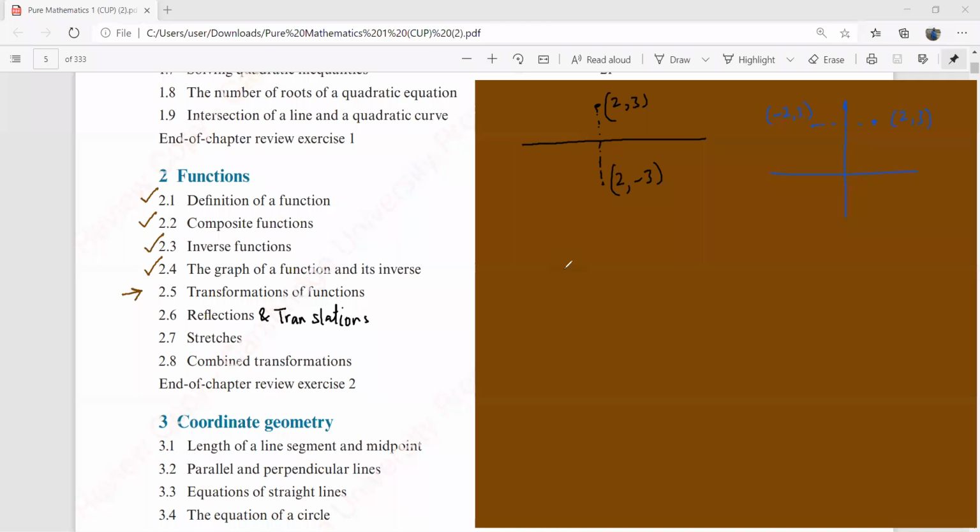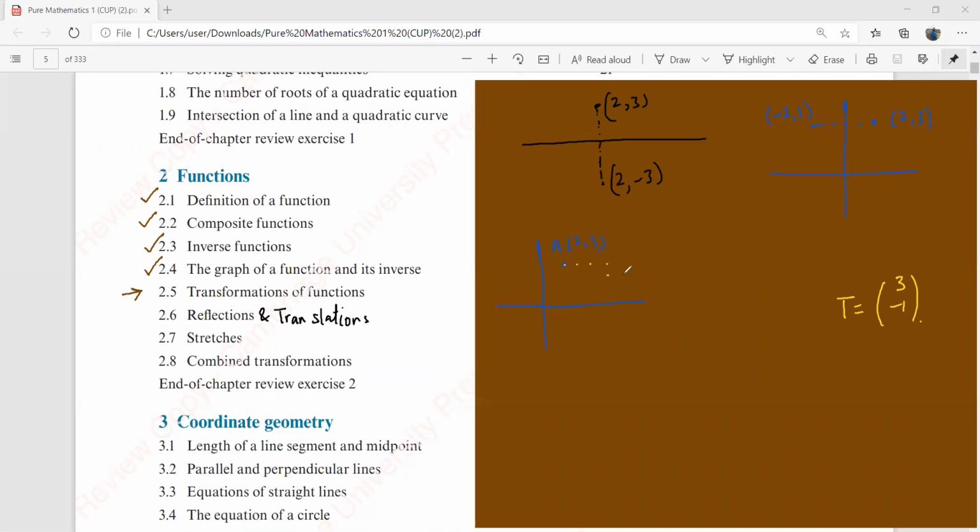Okay, let's talk about translations briefly. Under a translation, what happens? A point is moved from its original position according to the given translation matrix. For example, you have a point here, 2, 3, and you have been given a translation matrix which is, let's say, 3 minus 1. So you have to translate like this. You will be moving 3 steps to the right, 1, 2, 3, and then you will go 1 step down.